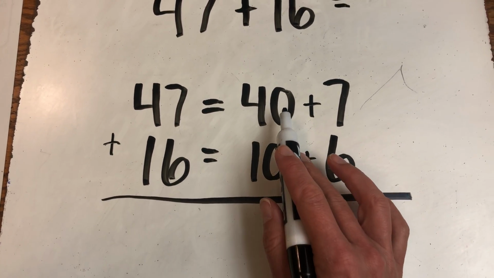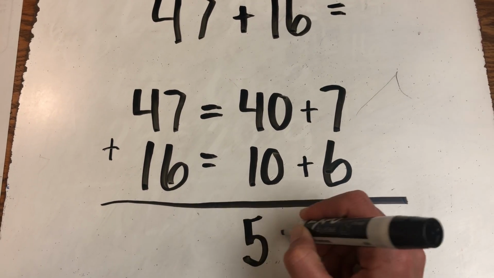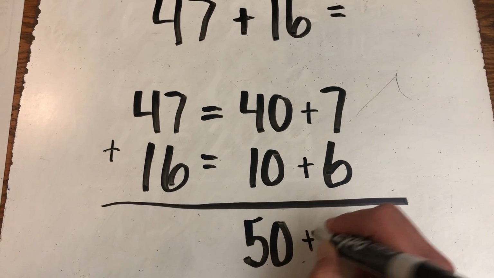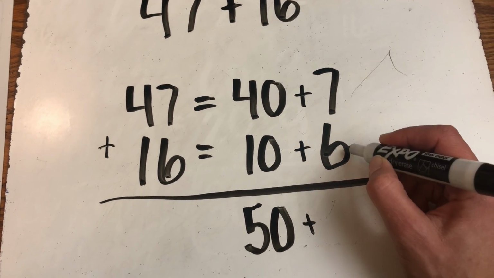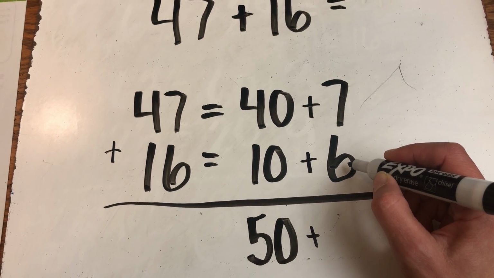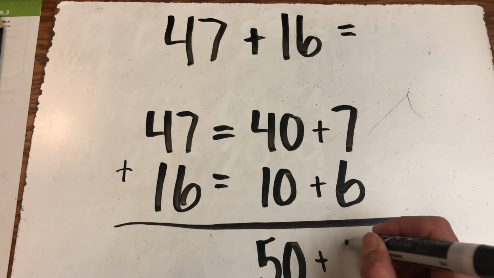Let's add our tens. What's 40 plus 10 more? 50. What's 7 plus 6? That looks like a doubles plus 1. What is 6 plus 6? 12. Plus 1 more? 13.